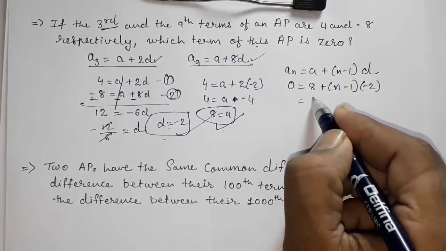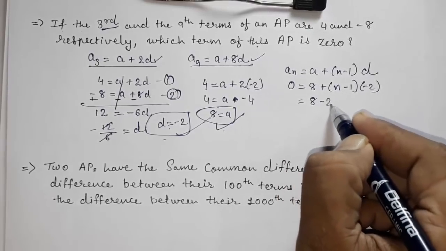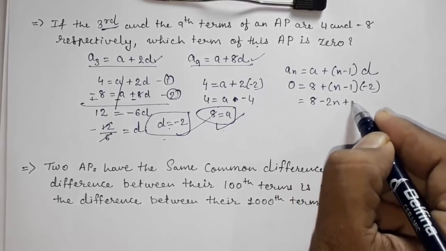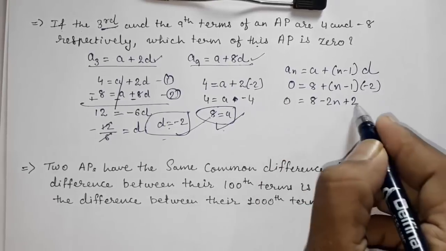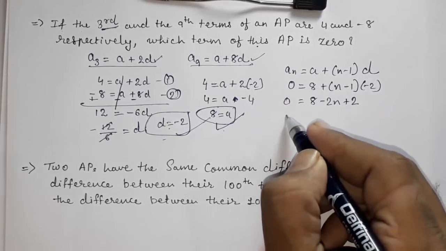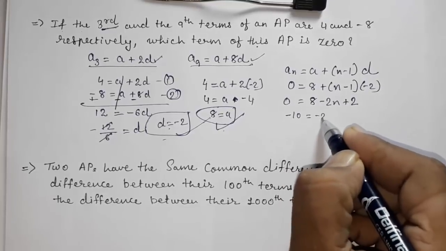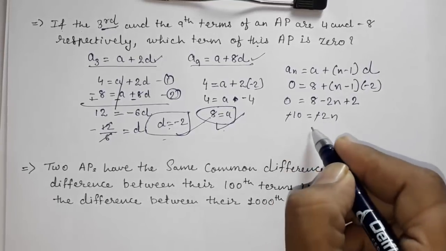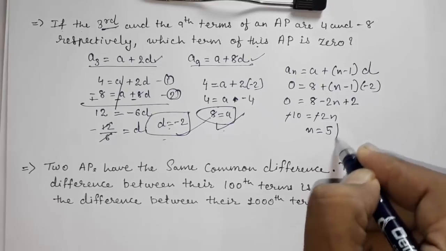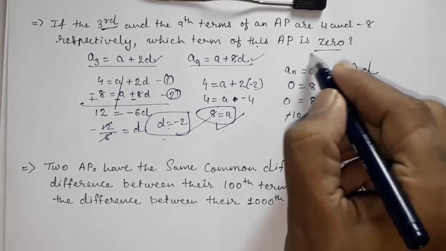We can multiply 8 minus 2 into n minus 2; n minus 2 into will become plus 2. So 0 and this will be 10. This 10 I am taking directly here, minus 10 minus 2n, this will get cancelled, n will be equal to 5. So our fifth term will be 0.